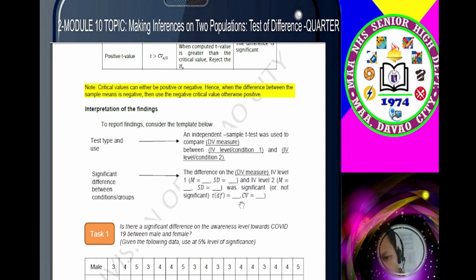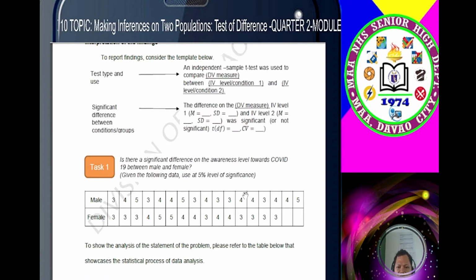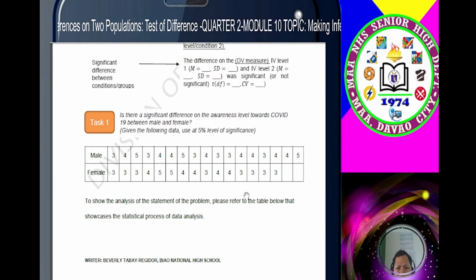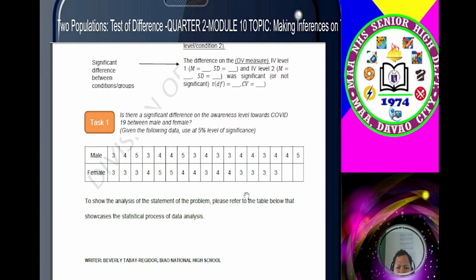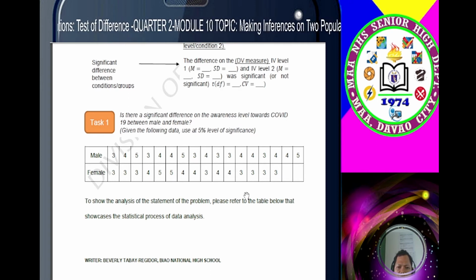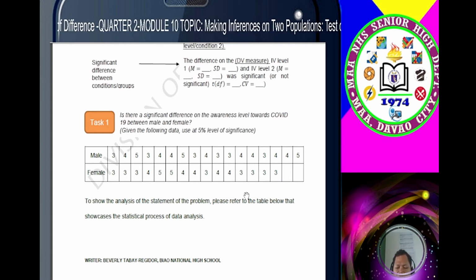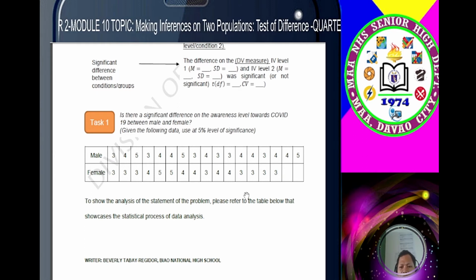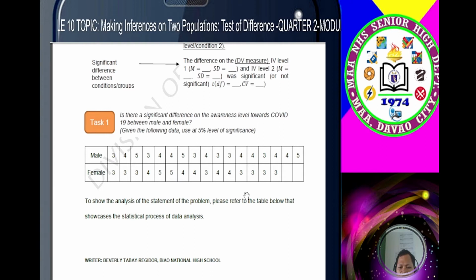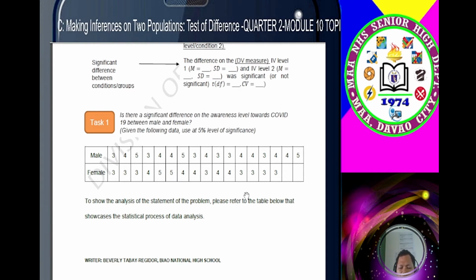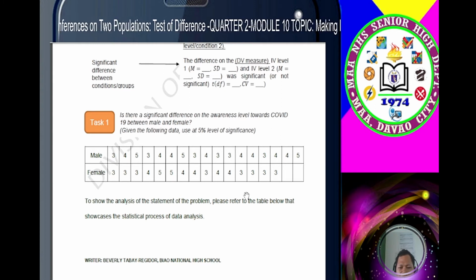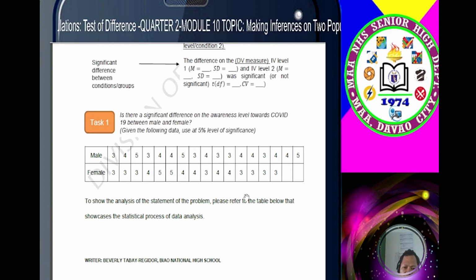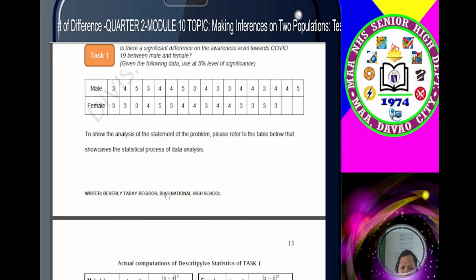Okay, so let's apply this. We have this task 1. Let's have this example. Is there a significant difference in the awareness of risk level towards COVID-19 between male and female? Given the following data, use a 5% level of significance. Okay, so take note. We have here a categorical variable, which is gender, male and female. And we are going to test if there is a significant difference in their level of awareness of COVID-19. Okay, so to do that, let's analyze first.